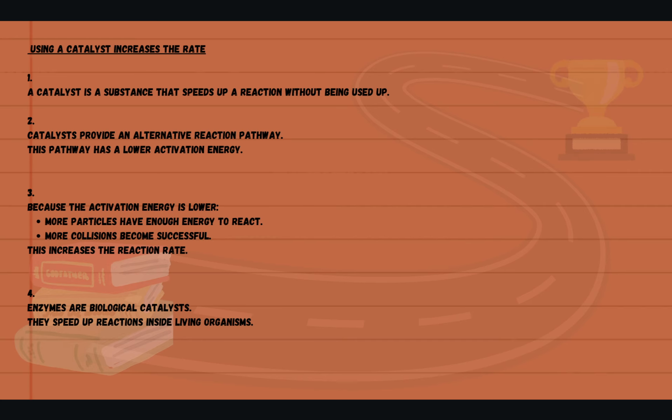Using a catalyst increases the rate. A catalyst is a substance that speeds up a reaction without being used up. Catalysts provide an alternative reaction pathway. This pathway has a lower activation energy. Because the activation energy is lower, more particles have enough energy to react. More collisions become successful, and this increases the reaction rate.